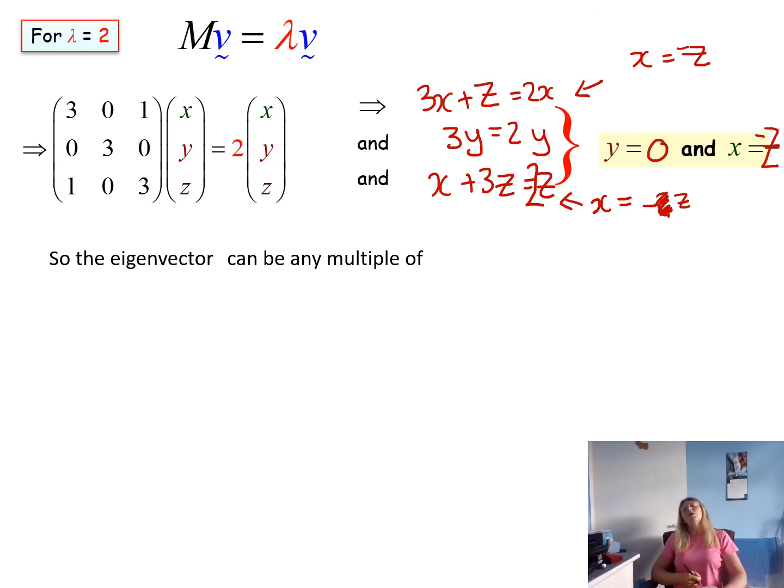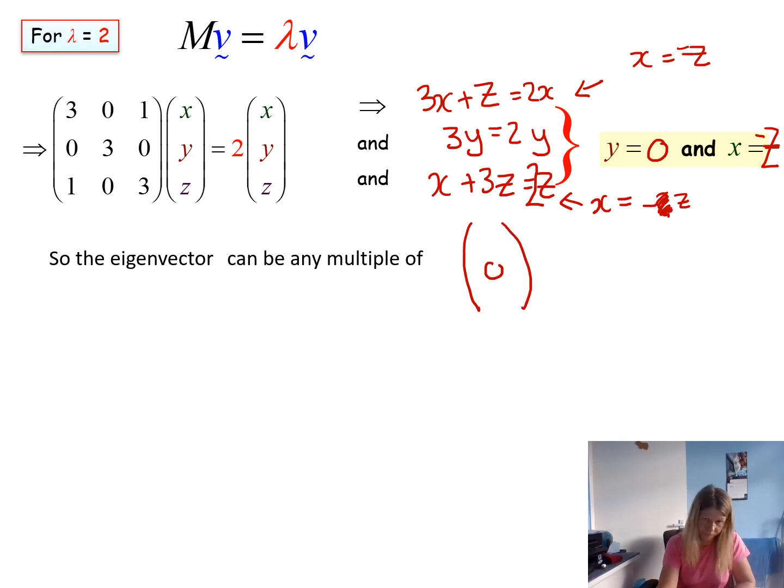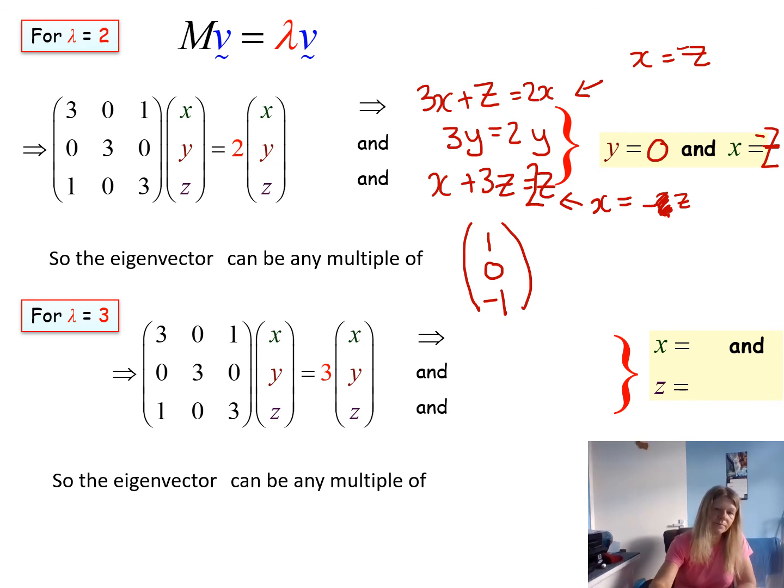So an eigenvector can be a multiple of, we know that the y is 0. And whatever the x we let, z must be the negative of it. So I'll pick the easiest number, 1 and minus 1. You can pick any number, 2 and minus 2. You could have had minus 1 and 1 if you wanted the other way around.